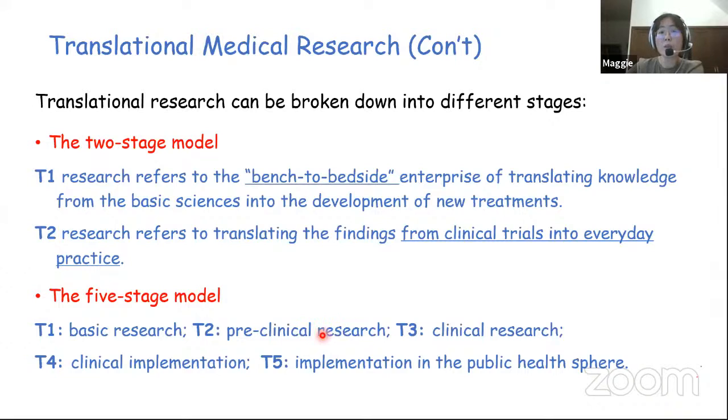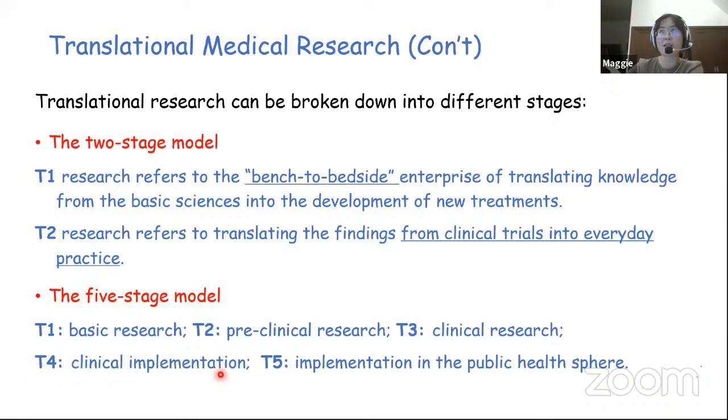If the data are very good, then we can move to the T3 stage. We can apply for clinical trials. We will try these compounds in healthy people first, and then patients, and enlarge the number of patients if it works well. Then it can get on the market to become a new drug, and then move to T4, clinical implementation.